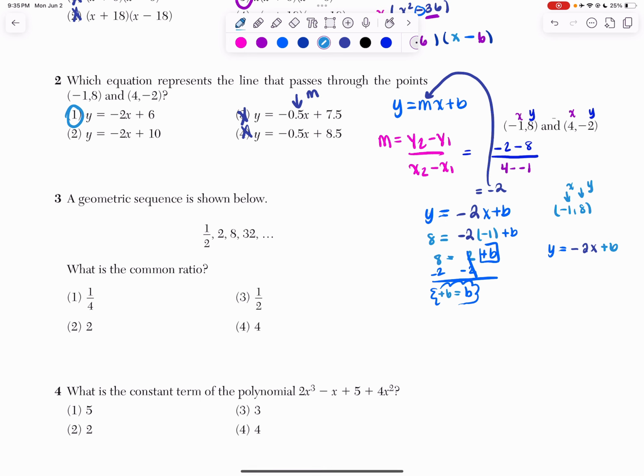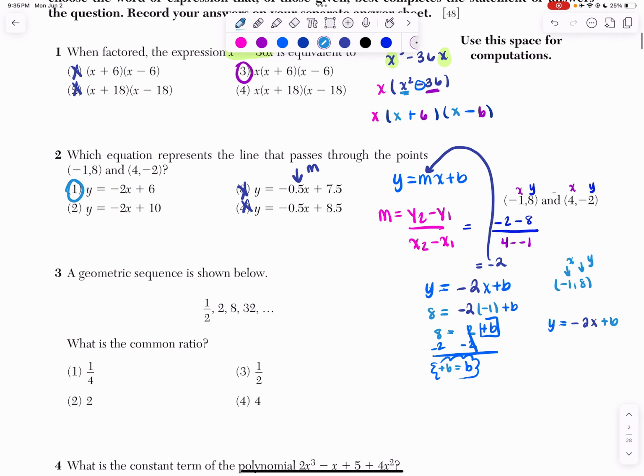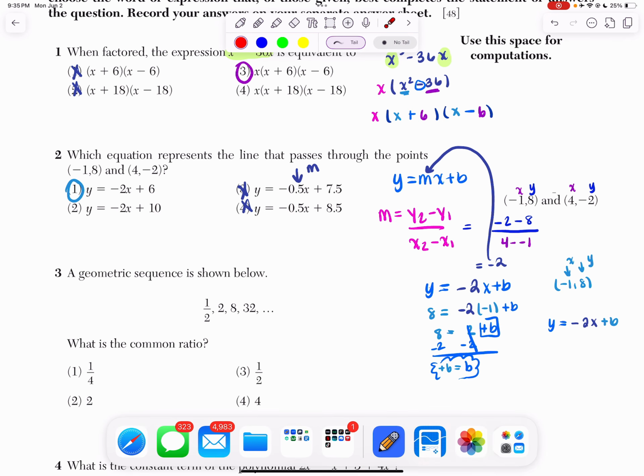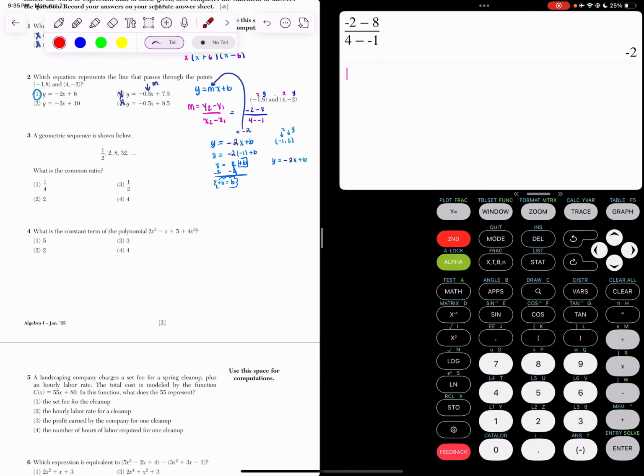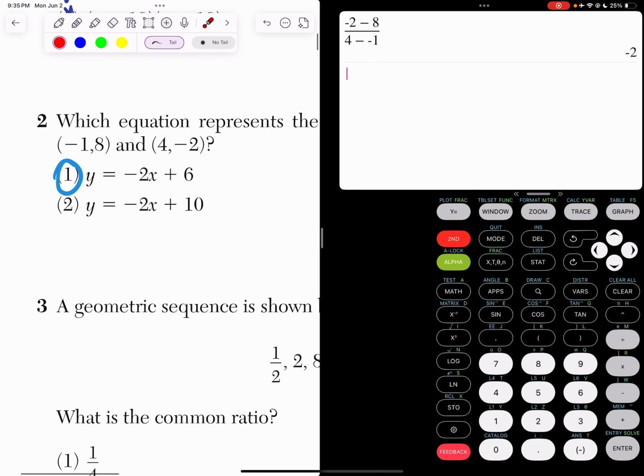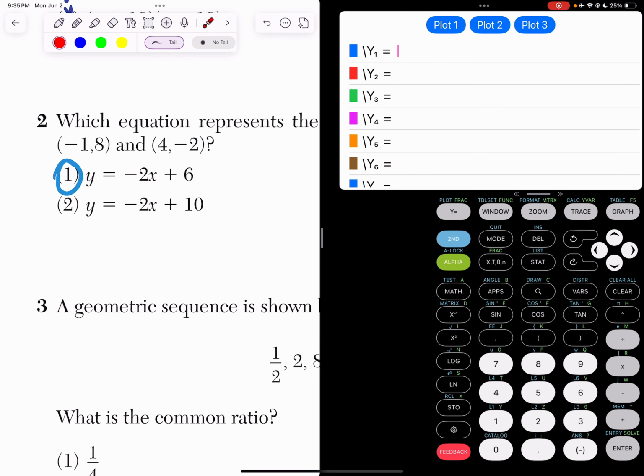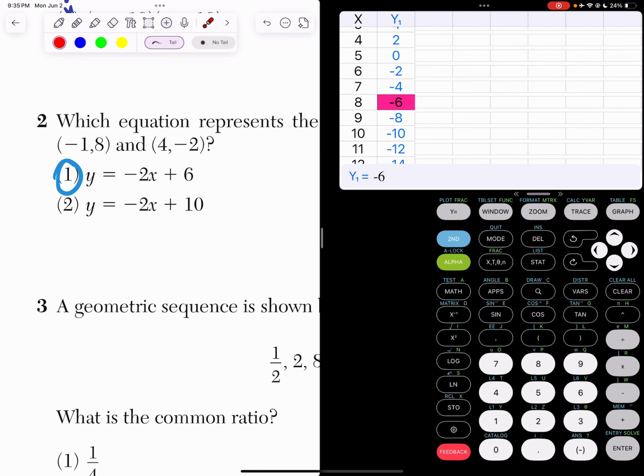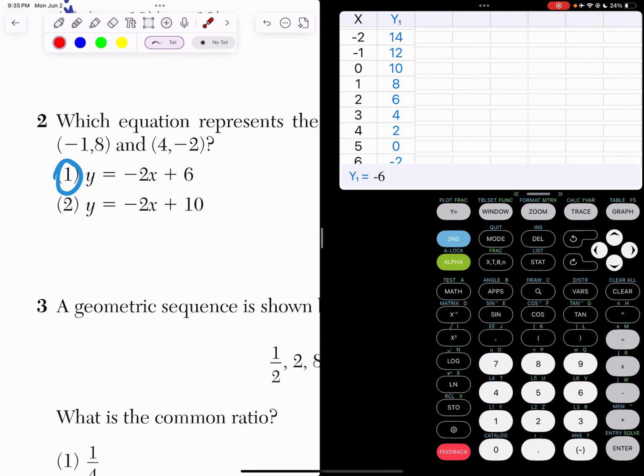Now there is a way to just do this using the calculator. I can actually just type these equations into y equals and then hit second graph and look at my table. I'm going to type in the wrong answer first. I'm going to type in choice 2. So if I type in choice 2, which is -2x plus 10, and hit second graph, if I go to the point -1, I get 12. I don't get 8, so it can't be choice 2.